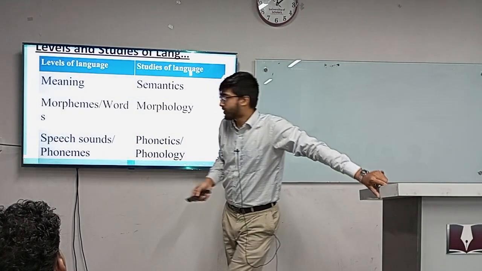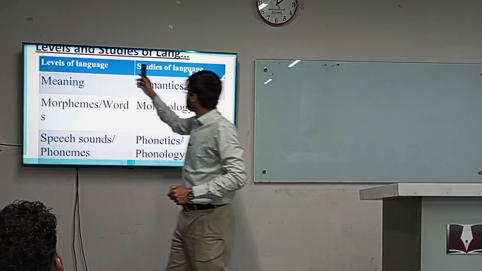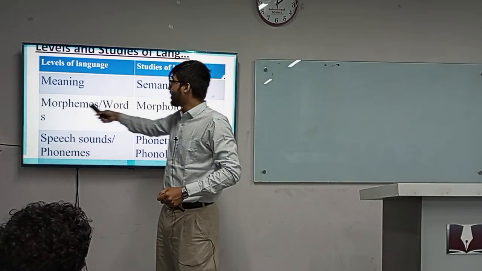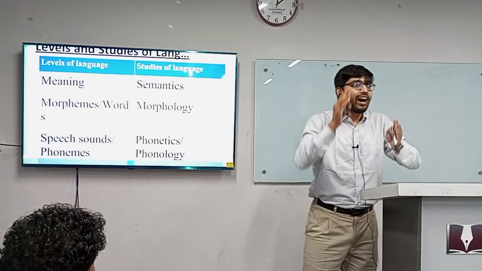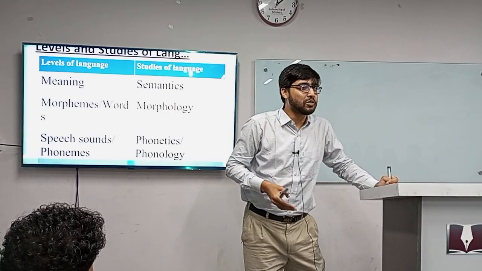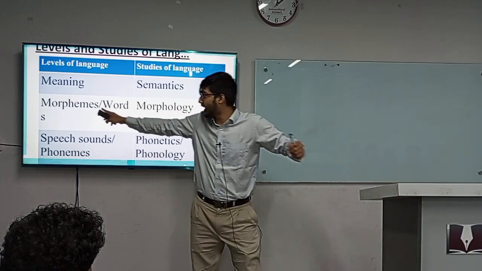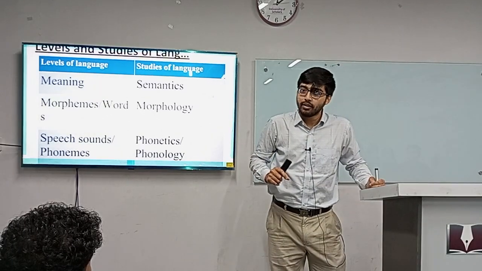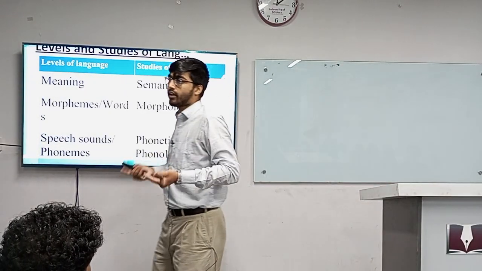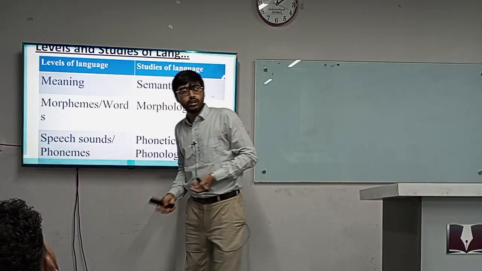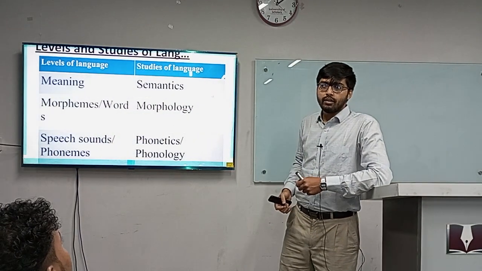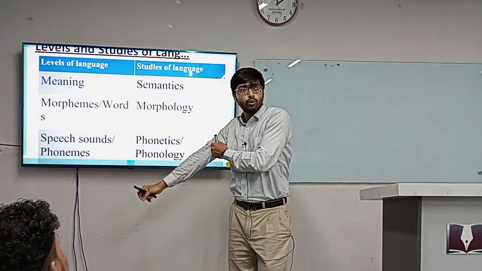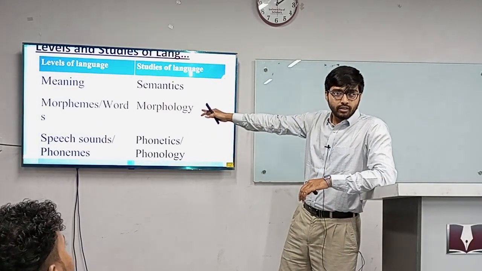Meanings, semantics. Definitely semantics deals with meaning. Levels of language, meaning, study of language is semantics. Okay? And then morphemes, word, morphology. See here, yes. Morphemes and words are basically connected to each other, and they have written those two things in one particular cell of the table. Why? Because they are basically very connected. In other words, morphemes, words, okay? I already explained it to you. Come on. This is not something that you do not know. Understanding this thing? Yes, sir.